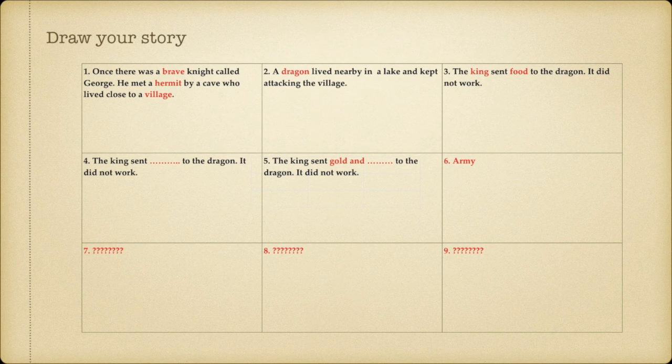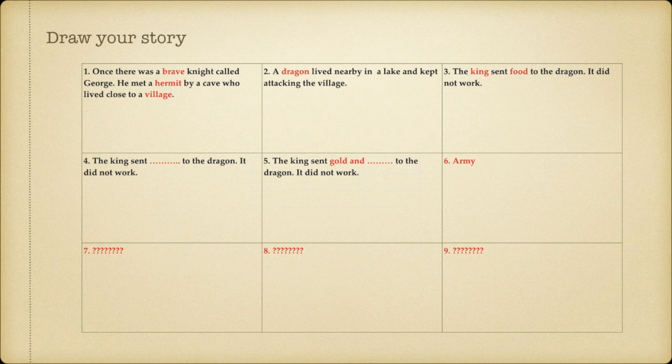So what happened in number 7? What happened after the army went to deal with the dragon? What did the king do next when the army failed? And then number 8, what happened by the lake? So you need to draw images for 7 and 8.